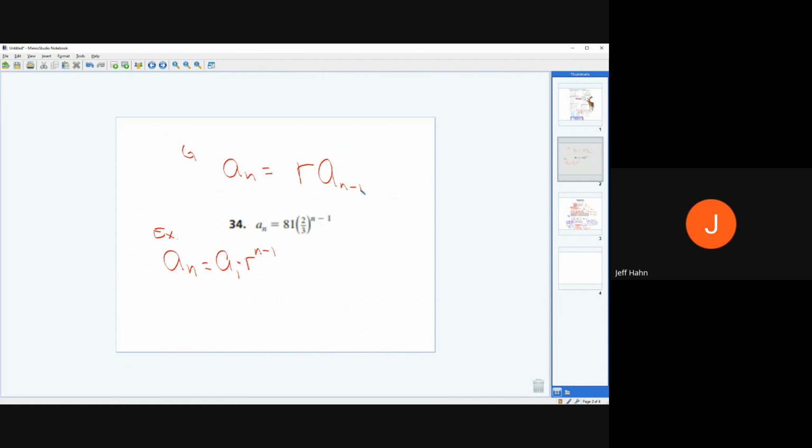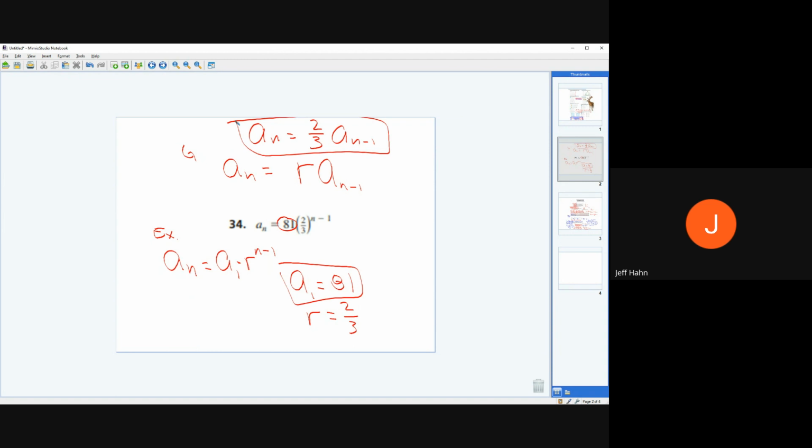I know it gets confusing, but try to follow along. I am given it in this form. This is already this shape. So I know that my A sub 1, the first term, is 81. The letter r is 2/3, because that's the thing in the parentheses. So I just need to translate that and put the 2/3 in for the letter r. My new formula is A sub n equals 2/3 times A sub n minus 1. And of course, remember, I also have to tell it this. So this is the 2 pieces you need.